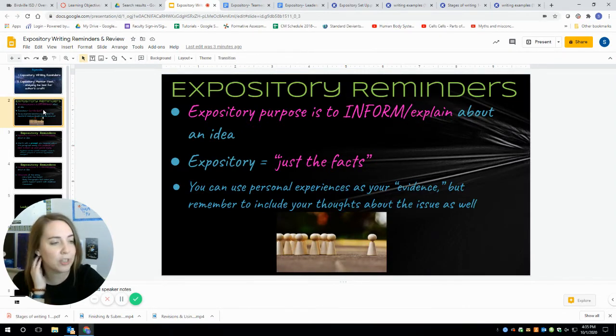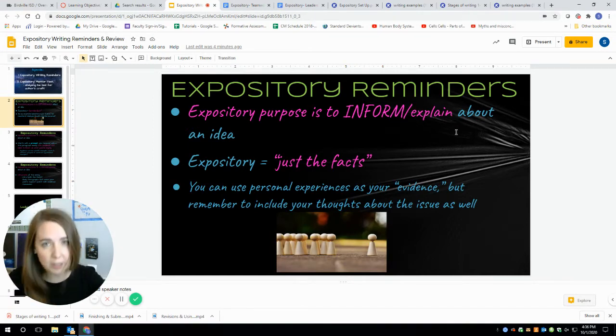So the first thing you need to know is there's different purposes for papers, right? You might be writing a story like you did with your memoir, or you might be writing to argue a point or to try to persuade somebody, or you might be writing just to inform somebody, just to give them information. Well, that's what expository is. So the purpose of an expository essay is to inform or to explain about an idea.